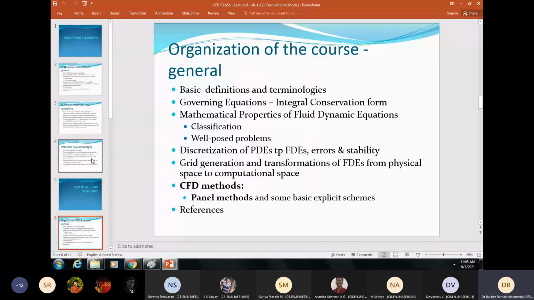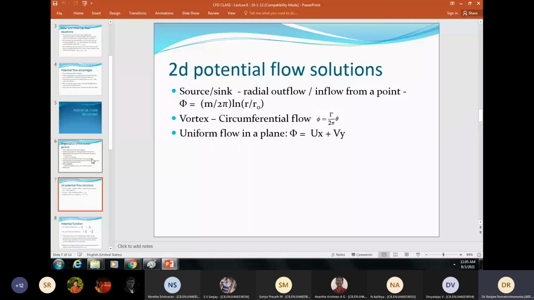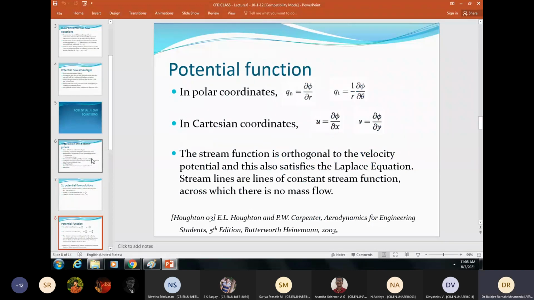So we immediately jump to the panel methods. I'm also giving only an overview here, given in Anderson's book. So 2D potential flow solutions: for a source, the velocity potential is given as m by 2 pi into ln of r by r naught. For vortex, phi is gamma by 2 pi theta. Then for uniform flow in the plane, phi is ux plus vy. Polar coordinates we saw yesterday.